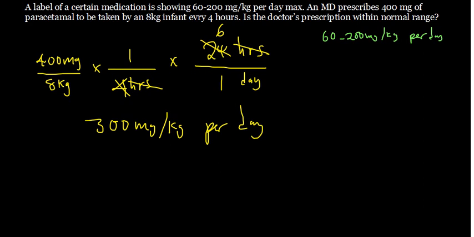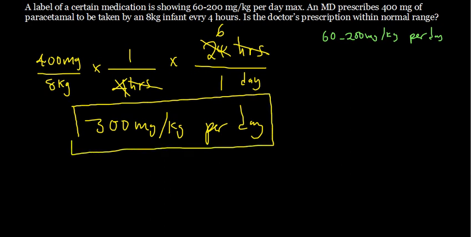So you can conclude, was the doctor's prescription within the normal range or not? Anyone? Yes, Mutinta. It was not within the normal range. It wasn't within the normal range, so that is it.